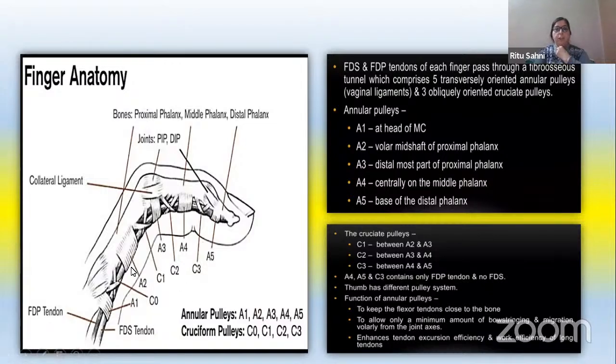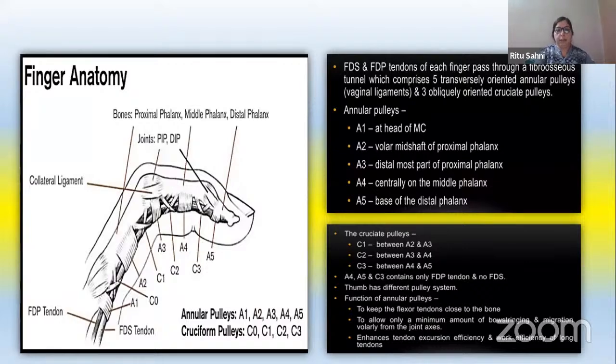This is the A2, which is the volar mid shaft of the proximal phalanx. Toward the distal end of the proximal phalanx there are A3 and A4, which you can see centrally in the middle phalanx. The A4 is in the middle phalanx, and this is the A5, in the distal phalanx. So A2 and A3 are attached to the proximal and distal head of the proximal phalanx, and A1 is towards the metacarpal.